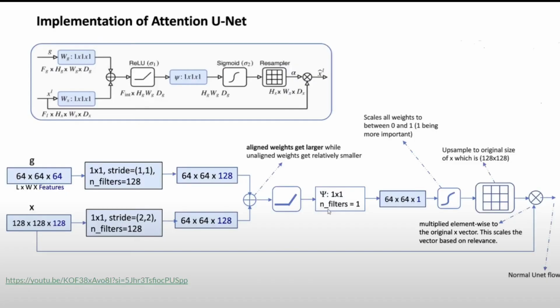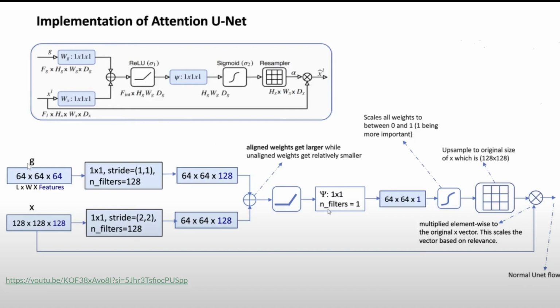So let me go to the other slide. The basic idea of this implementation is that we have the gating signal and this convolution layer, and we merge those layers and then apply the ReLU activation. After that we get the weights, and then we apply the sigmoid function to get all the weights between 0 and 1, and then we resample it to the actual shape of our layer. After that, we again multiply it element-wise.